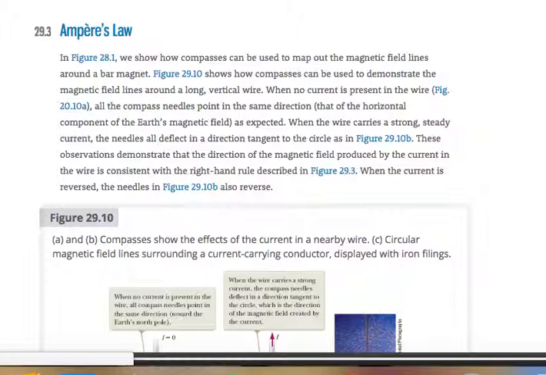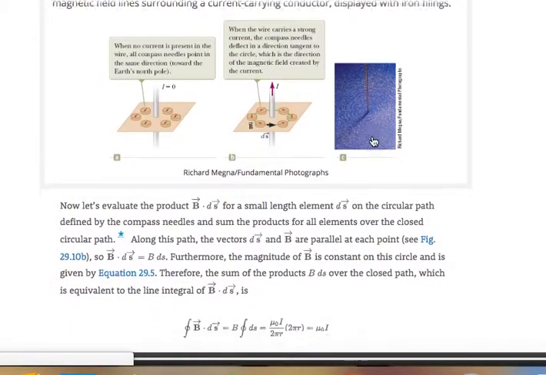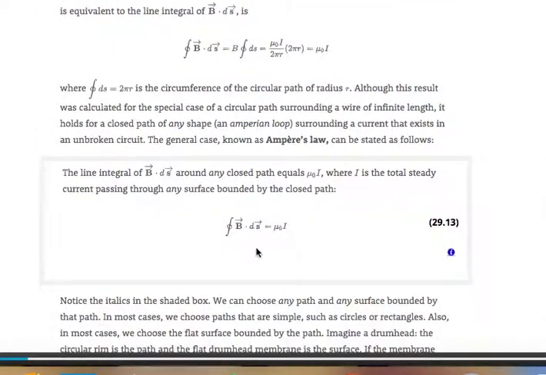And then the last little bit for magnetism is Ampere's law. Here we go. Ampere's law says that the total of the magnetic field around any closed path is equal to mu naught times the current through that path. So the line integral around any closed path equals mu naught I, where I is the steady current passing through any surface bounded by the closed path.